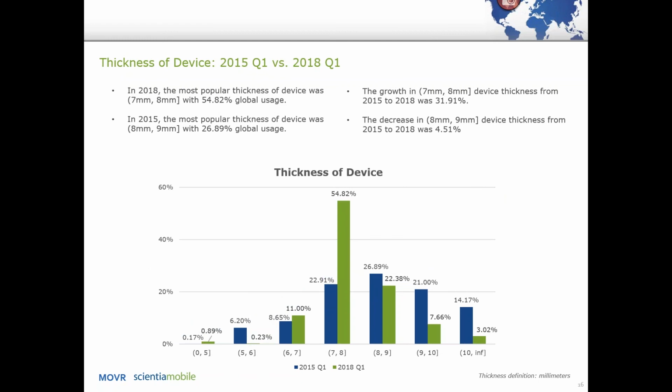The thickness of a device. Things are always trying to get smaller, thinner, or functionally more effective. And we've seen that between 7 and 8 millimeters is kind of the standard thickness of the device in 2018. Back in 2015, it was a much more distributed, unconcentrated approach.